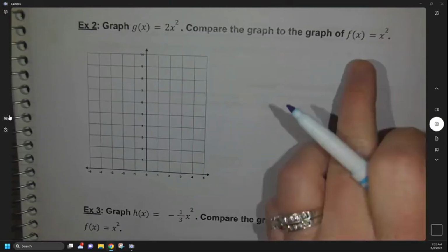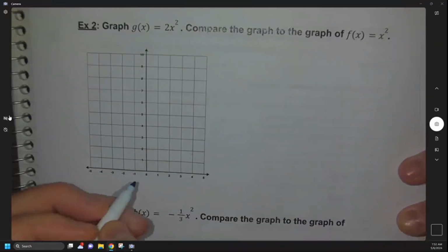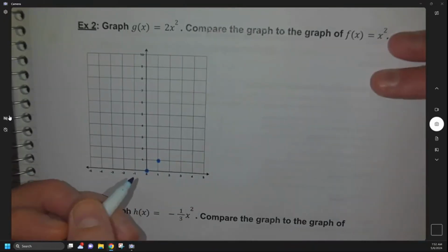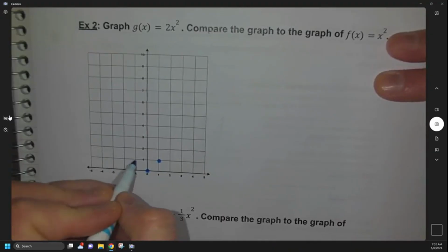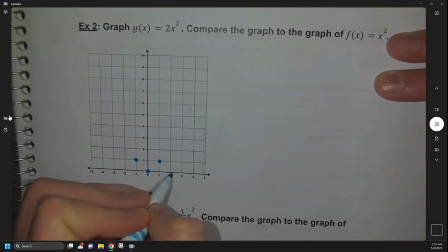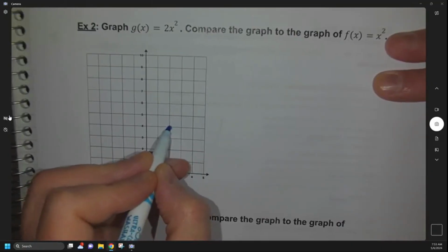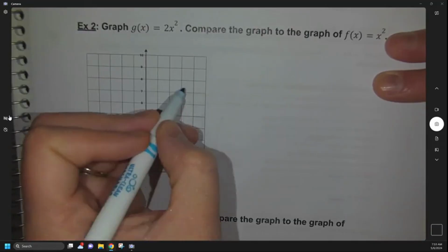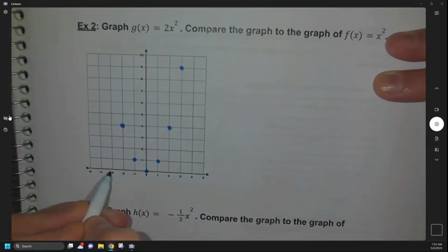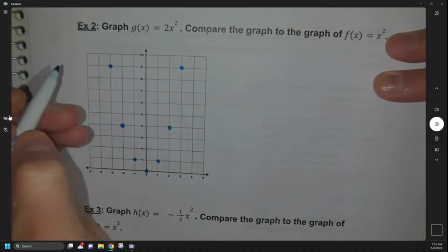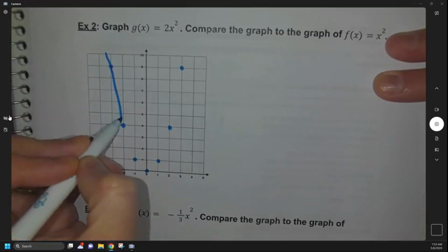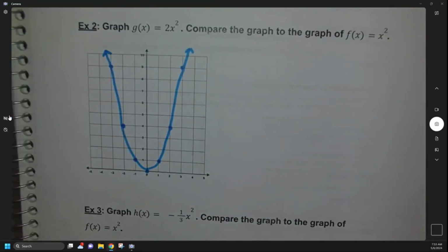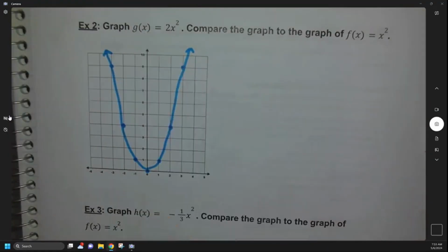So if I were doing f of x equals x squared, if I plugged in 0, 0 squared is 0. If I plug in 1, 1 squared is 1. If I plug in -1, -1 times -1 is also +1. If I plugged in 2, 2 squared is 4. -2 times -2 is also 4. And 3 squared is 9. Negative 3 squared is also 9. So that'll give us a few dots on here to get that parabola shape.